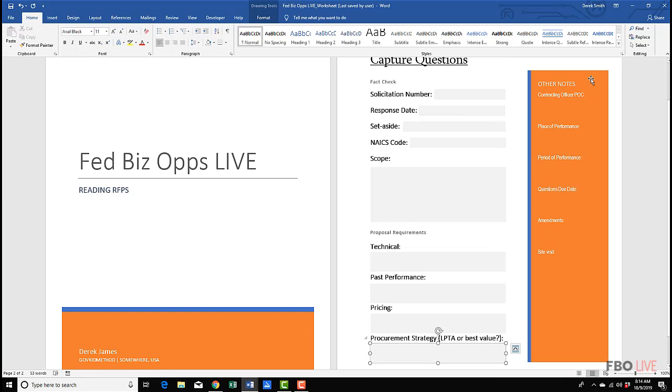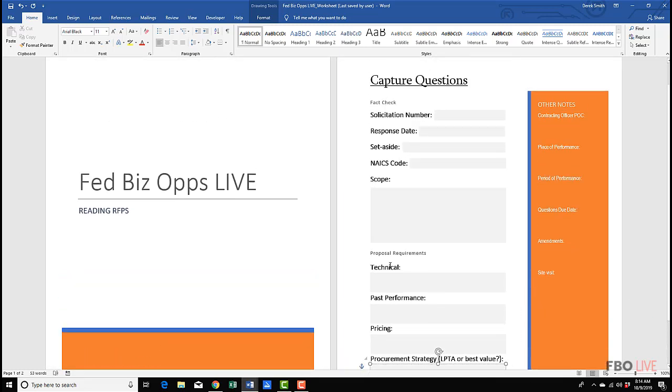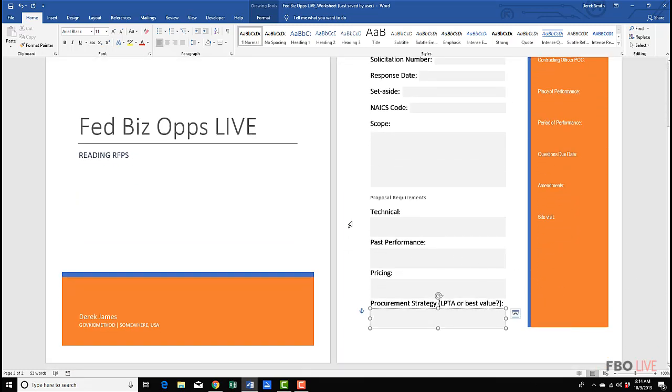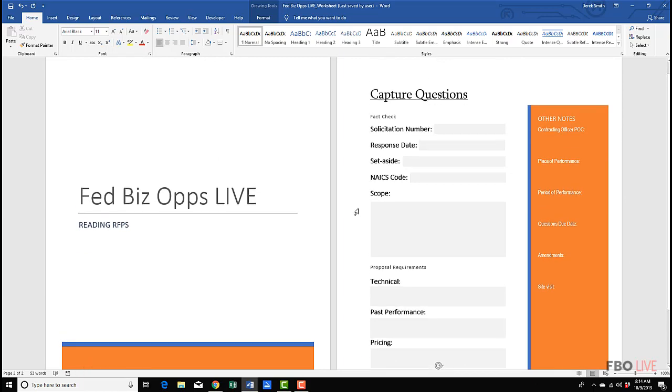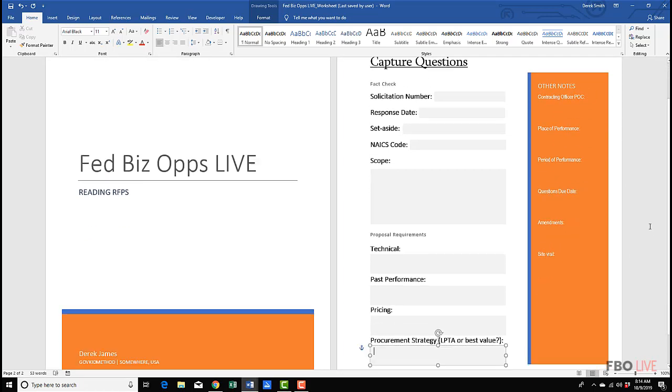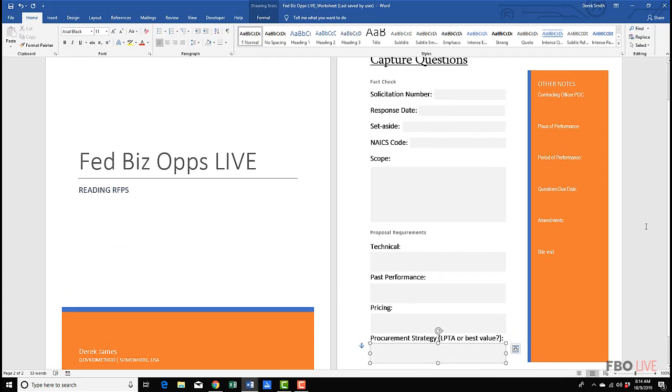And on the sidebar here, you just have a place to put the contracting officer point of contact, place of performance, period of performance, if there's a questionnaire, a due date, and then any amendments or site visit details. So this is just a quick little one-pager that's basically reflected off of the questions that I ask myself. And so I decided to create this and use this on FBO Live episodes to get you guys in a regular pattern of looking for certain things, so that you can practice finding them, get better and quicker at finding them, and learn where to look.